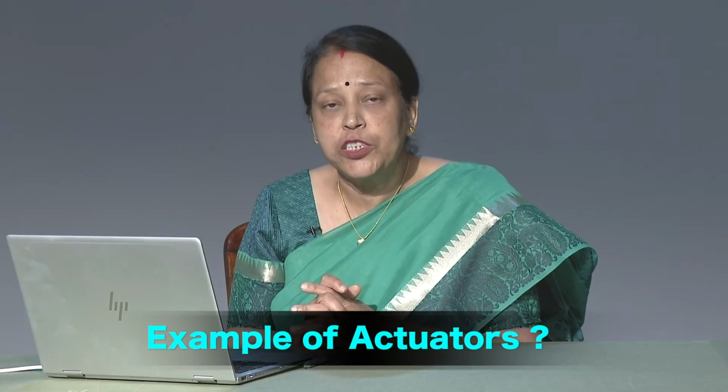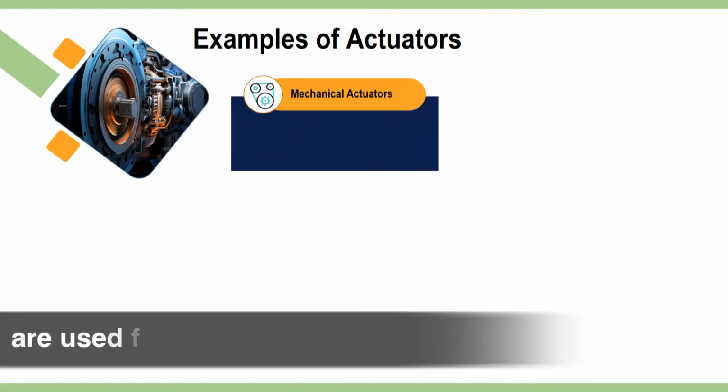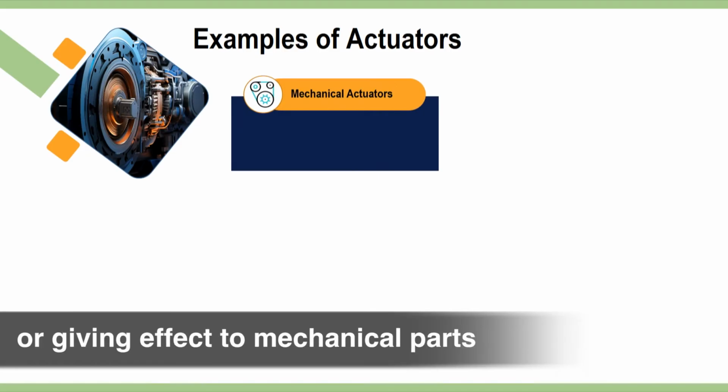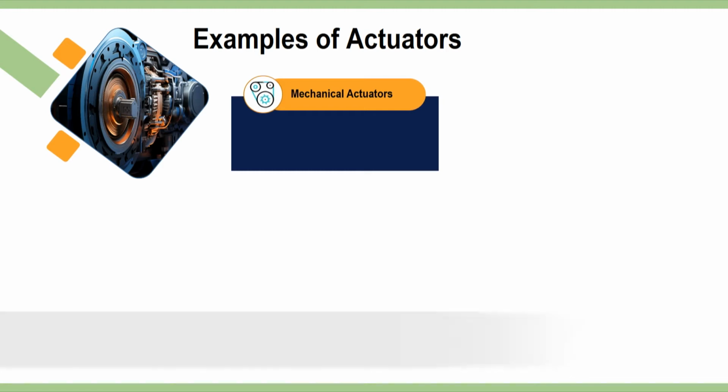Now, if I give examples of actuators, same as sensors, there are different types of actuators: mechanical actuator, electrical actuator, electromechanical actuator, then electromagnetic actuator. All these actuators are there depending on the type of application where they are used. Mechanical actuators are used for movement or they give effect to mechanical parts, for example, levers, screw jack and all these things.